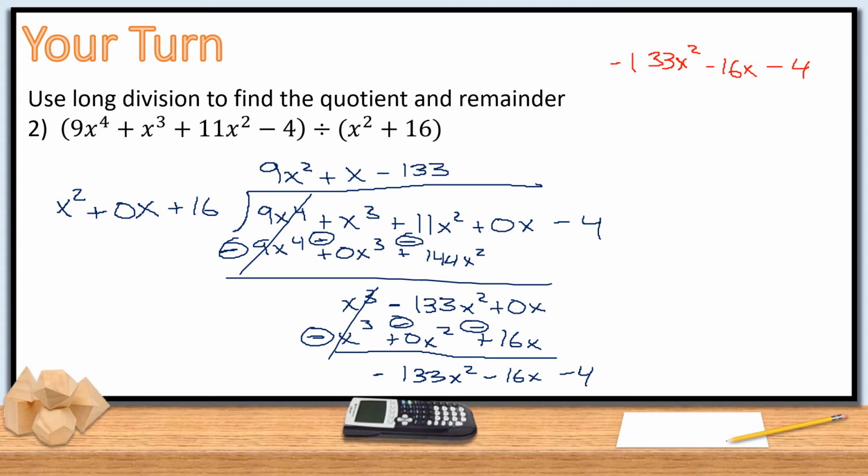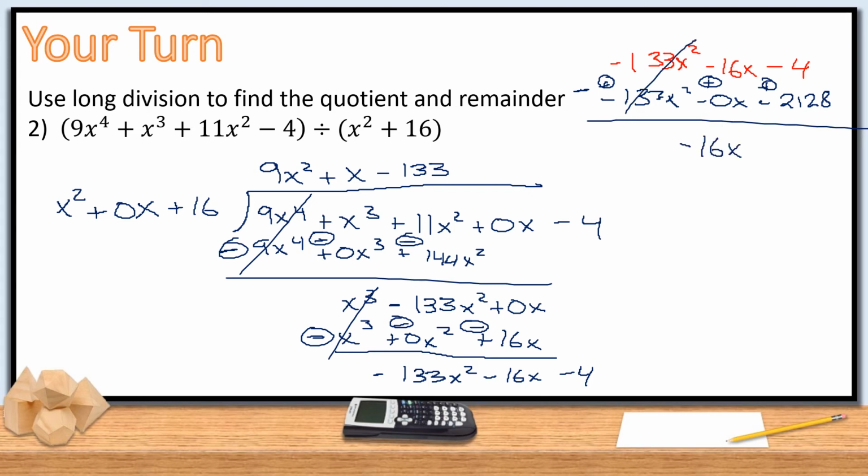All right, so 133 times x squared, so minus 133x squared. 133 times 0x is minus 0x, and then 133 times 16. So that's going to be negative 2128. And then we're subtracting, so we're going to change the signs of all these. Cancels. So we've got minus 16x, minus 4 plus 2128 is plus 2124. So there's my remainder.